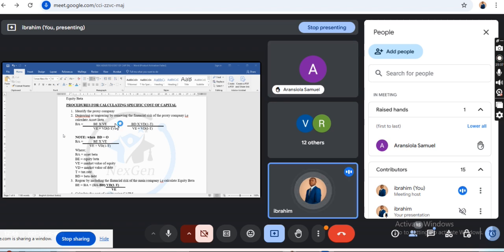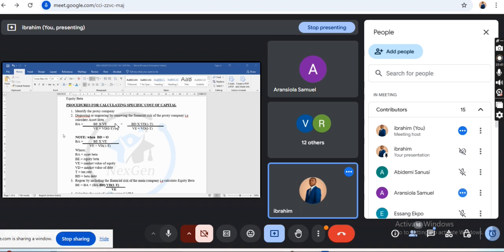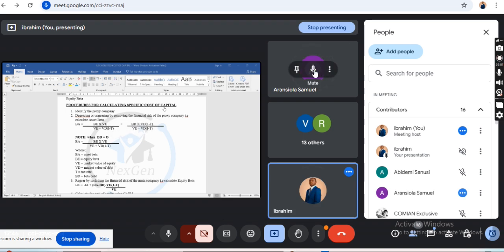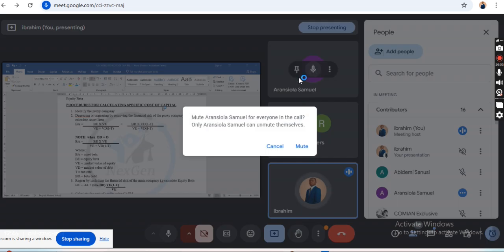See, leave all those English, leave all that grammar. I'm not even interested in all those gearing or ungearing. I'm interested in the steps. Do you understand the steps? Just understand that ungearing means you are removing something. You are removing the financial risk of the proxy company, right? Yes. That is to calculate the asset beta.